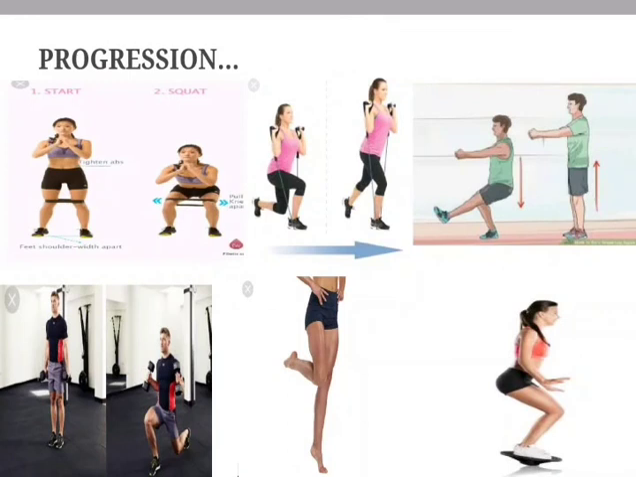Then in progression we add TheraBand during squatting. We use a resistance band during lunges. Single limb squatting we can do. Weight bearing with lunges we can do. With single limb toe standing we can do. Wobble board balancing we can do.